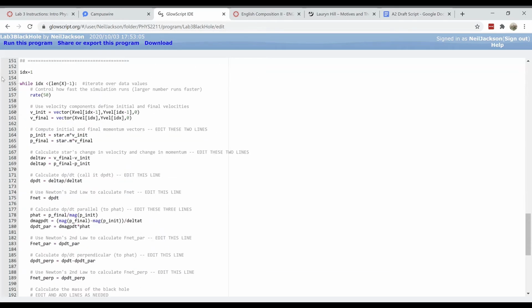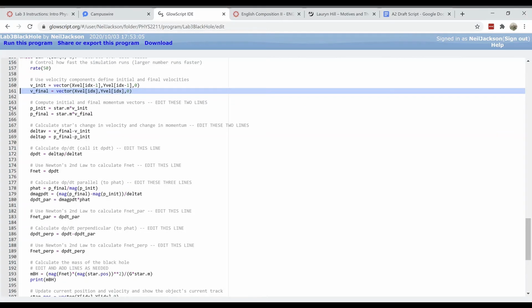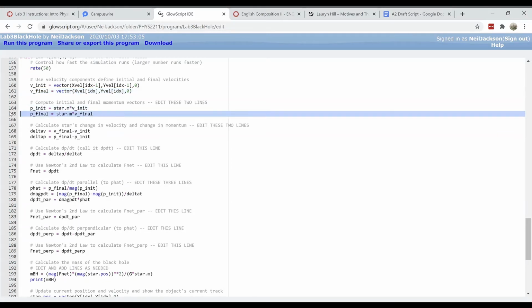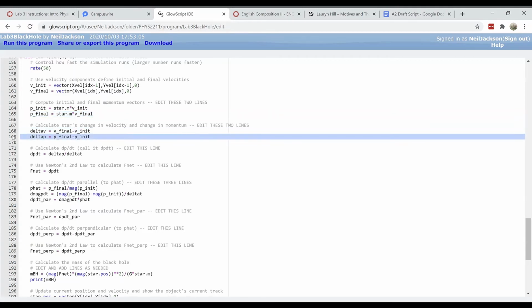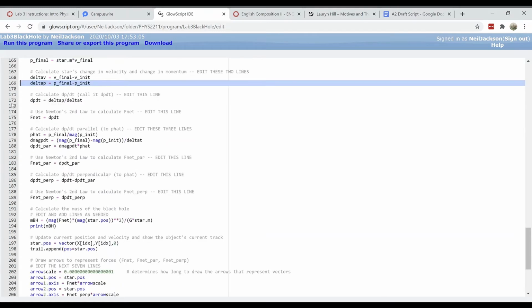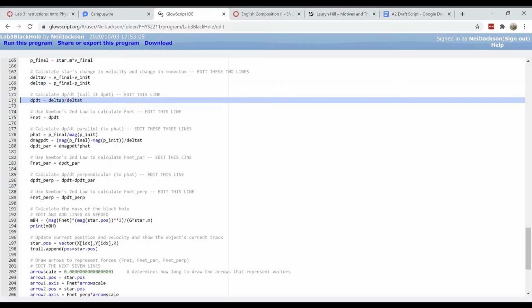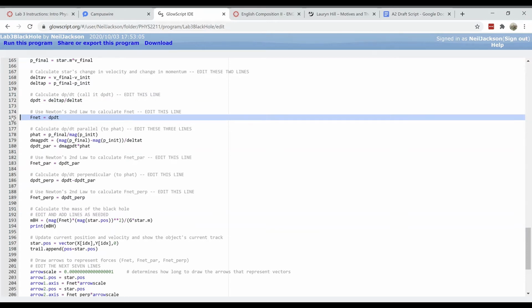And then down below that, we have my calculation loop that gets all the data we need for the lab. I start off by calculating my initial and final velocities. From there, I can find my initial and final momentums. Once I have that, I can find delta v and delta p just by subtracting the two vectors. And then with that, I can calculate the derivative of the momentum with respect to time, which is the same thing as the net force acting on the system.